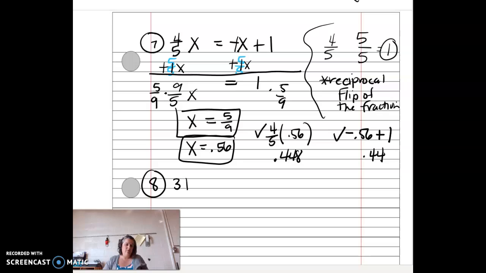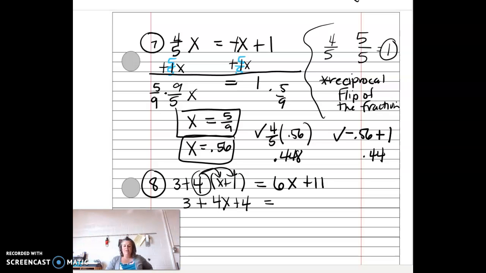So if I did 3 plus 4 times x plus 1, this is equal to 6x plus 11. We got some parentheses here. I'm not going to add the 3 plus 4 because this 3 represents 3 coins. This 4 represents how many groups we have. So I'm going to take the 3 plus, I have 4 groups of x and 1 coin. So I have 4 x's and 4 single coins, which gives me 4 coins. This is equal to 6x plus 11.